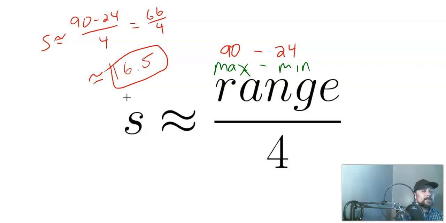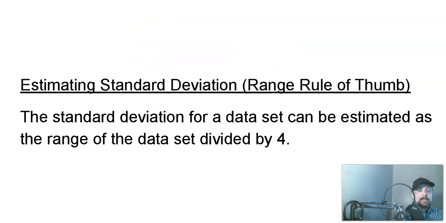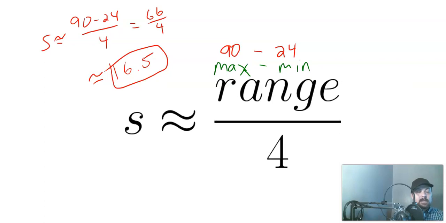Okay, so that's what we're saying here. The standard deviation for a data set can be estimated as the range of the data set divided by 4. I skipped past that screen kind of quickly, but this is the formulation of those words, and then we just did an example using that.